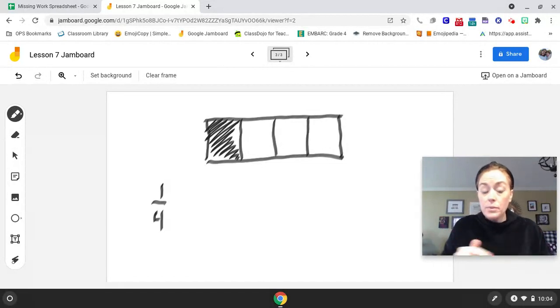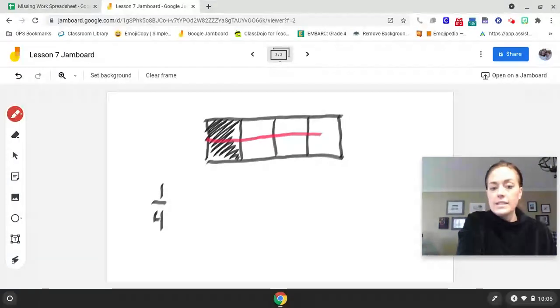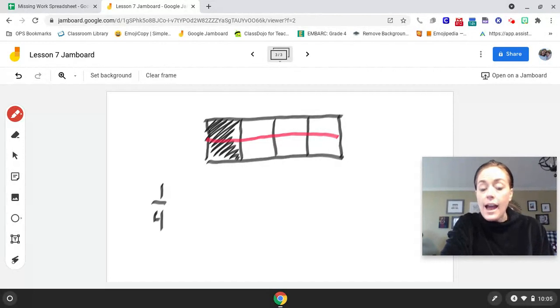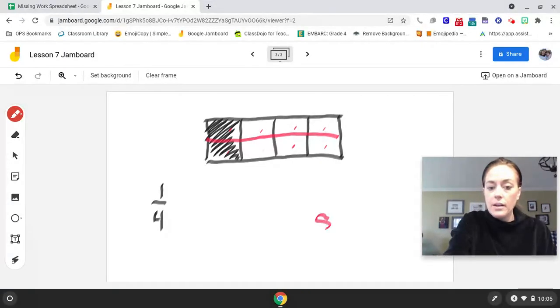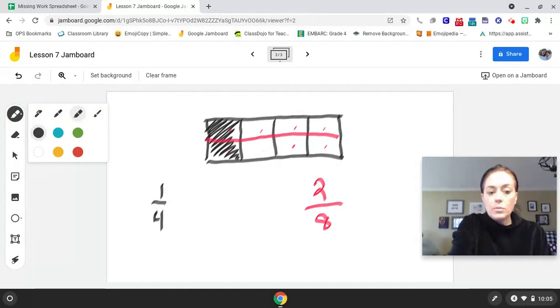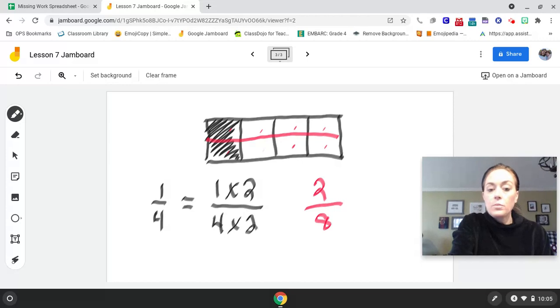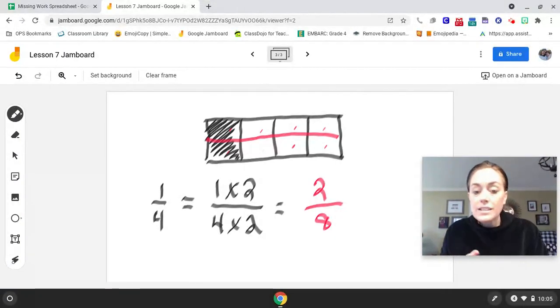Well, you could do a couple different things, right? I'm going to take it and just draw one horizontal line down the middle here. And now I have what? I have 1, 2, 3, 4, 5, 6, 7, 8 as my denominator and 2 shaded in. So I know 1/4 should equal 2/8. Could I show that using multiplication? Well, 1 times what equals 2? 1 times 2. I have to do the same thing to the bottom. So I have to take 4 and multiply by 2. And 4 times 2 is, in fact, 8.